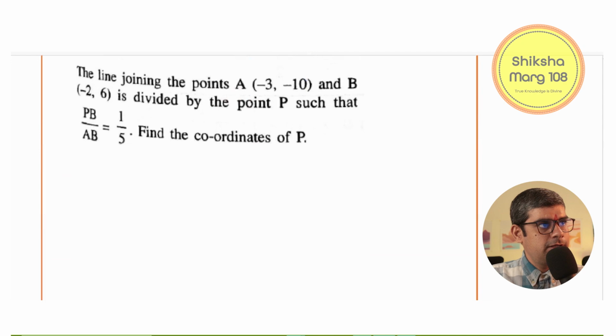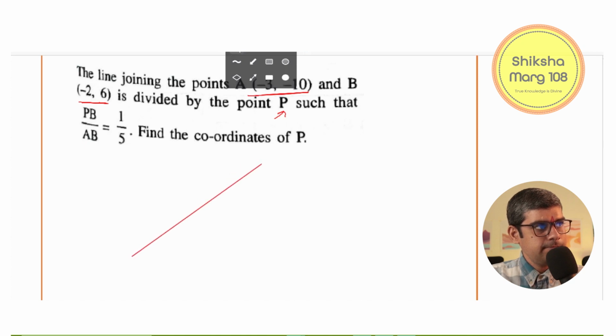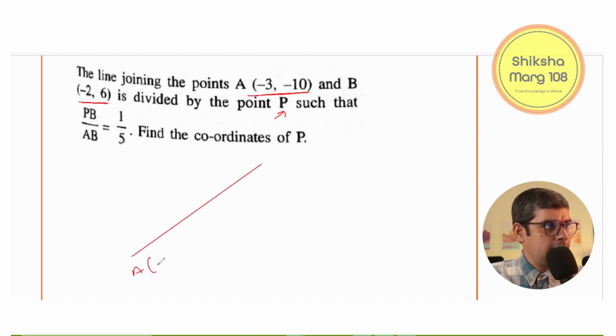This is quite interesting. So the line joining the points A and B is divided by point P such that we got a ratio: PB upon AB is equal to 1:5. Let's make sense of this real quickly. So this is the line AB. All right, so I'm going to note this down. A is minus 3, minus 10. B is minus 2, 6.